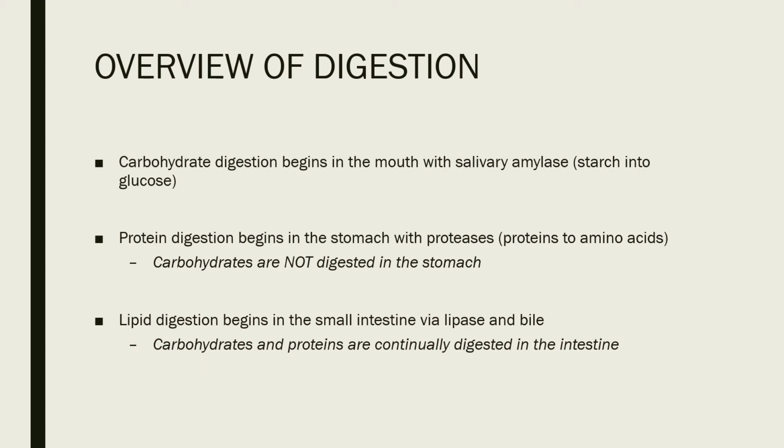Lipid digestion begins in the small intestine via lipase and of course bile, because remember bile is an emulsifier. And then carbohydrates and proteins are also continually digested in the intestine. So that is it for the digestive system.